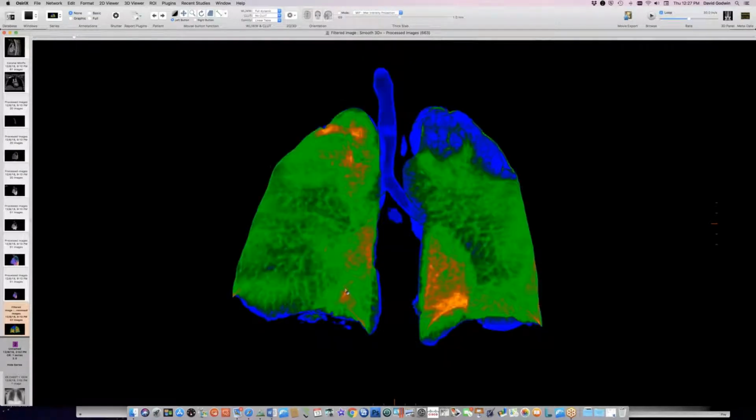Isn't that cool? That is really cool. I was going to get some wallpaper like this.